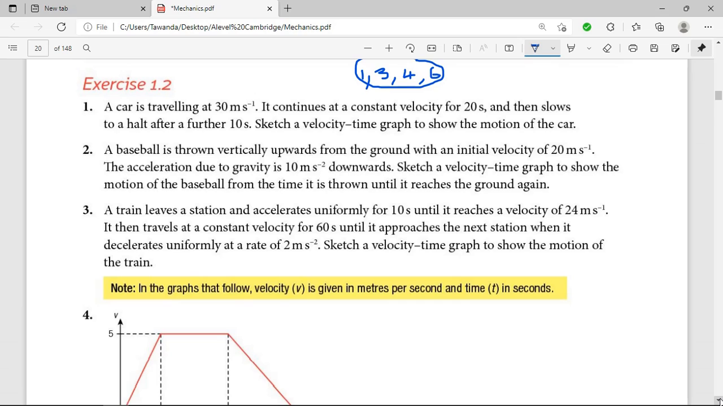So on number 2, as you can read, they are saying a basketball is thrown vertically upwards from the ground with the initial velocity of 20 meters per second. The acceleration due to gravity is 10 meters per second squared downwards. Sketch the velocity time graph to show the motion of the basketball from the time it is thrown until it reaches the ground again.